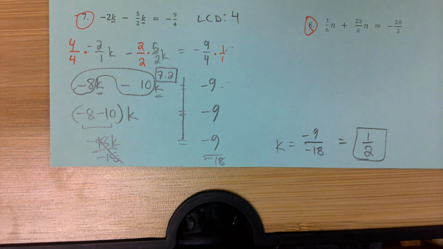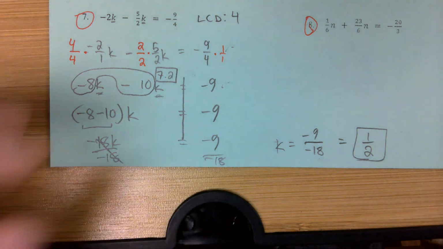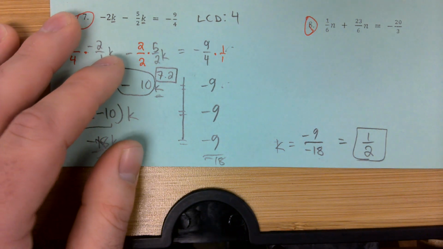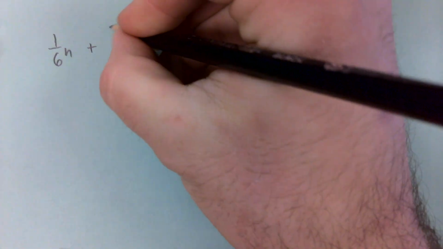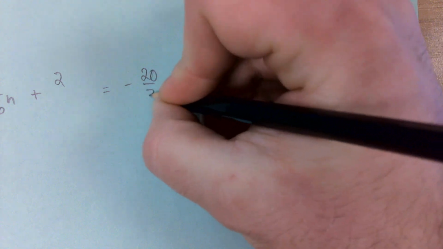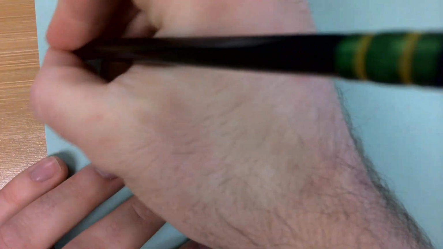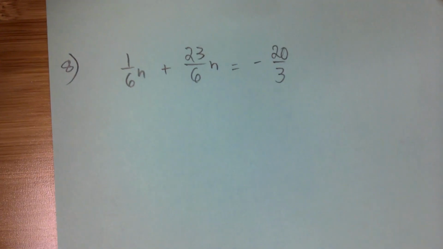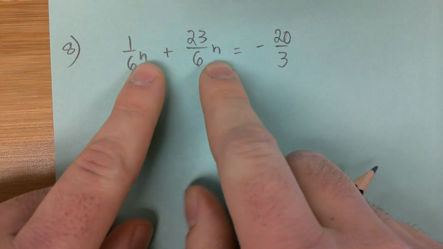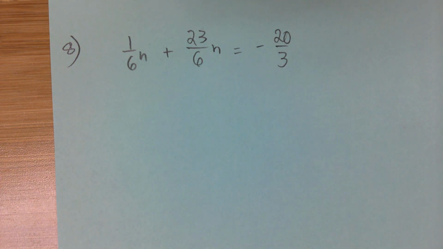All right, I'm going to do number 8 on the back side of this just because we're running out of room here. 1 over 6n. All right. So number 8 is once again one of those problems where we have two variable terms on the same side. Eventually, we're going to have to combine those terms. But for now, let's just focus on fraction busting.